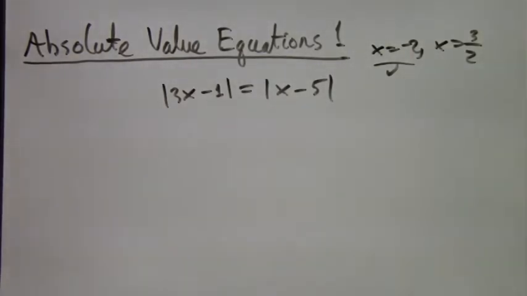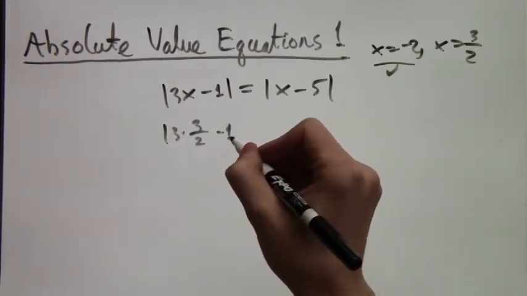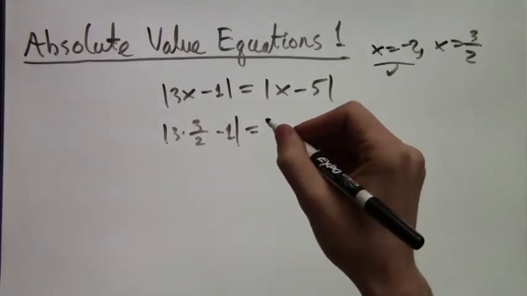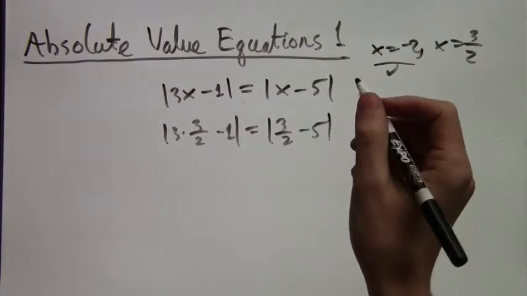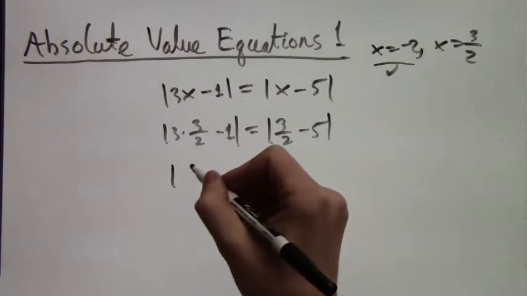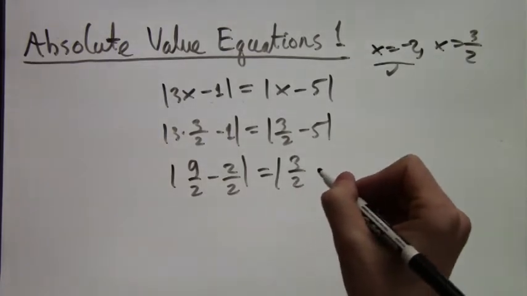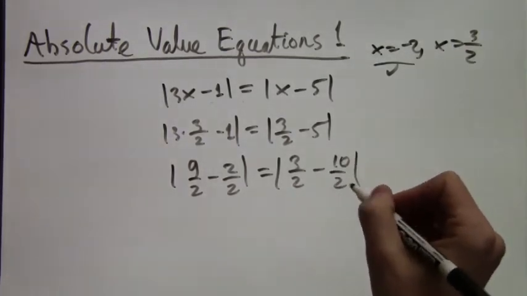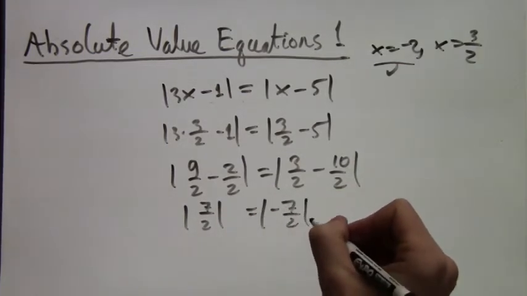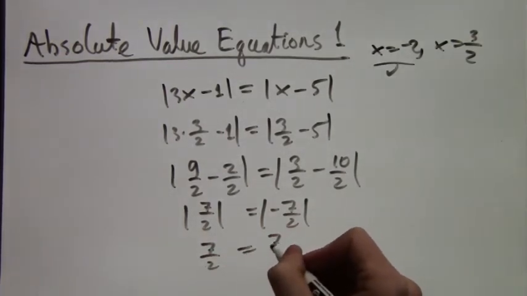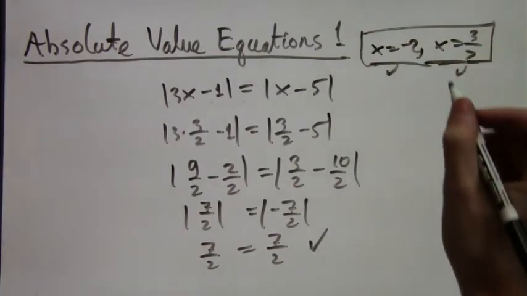Alright, let's check x equals 3 over 2. So we plug in 3 over 2 and we get 3 times 3 over 2 minus 1 on one side and 3 over 2 minus 5 on the other. Alright, well, 3 times 3 over 2 is 9 over 2. And then subtracting the 1 is the same as subtracting 2 over 2. And then we have 3 halves minus 10 halves, because 5 is the same as 10 halves. On one side we get the absolute value of 7 over 2, on the other we have the absolute value of negative 7 over 2. But both of these are actually just 7 over 2. So both the options for our answers work.